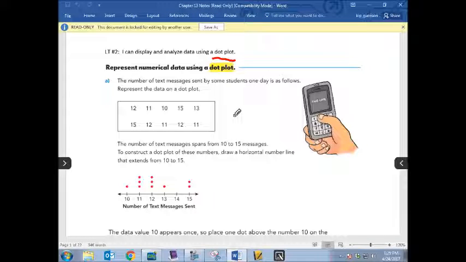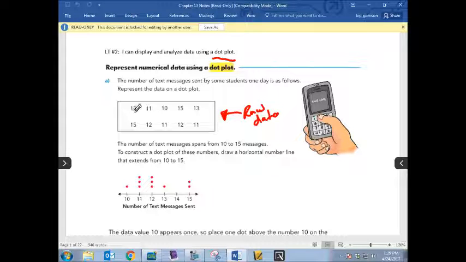If you remember from LT1, this I called the raw data. That's just a bunch of numbers listed out. That doesn't help us anything. I don't know what to do with that. I can't answer many questions from that. But if I get a little display here, that can give me a little bit more information. So it says the number of text messages sent by some students one day is as follows. Represent the data on a dot plot.